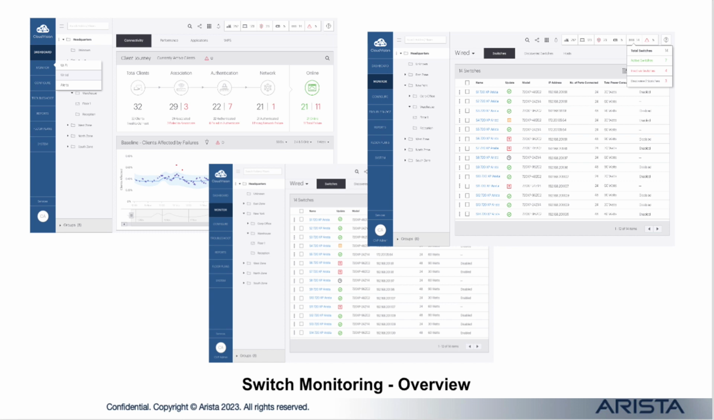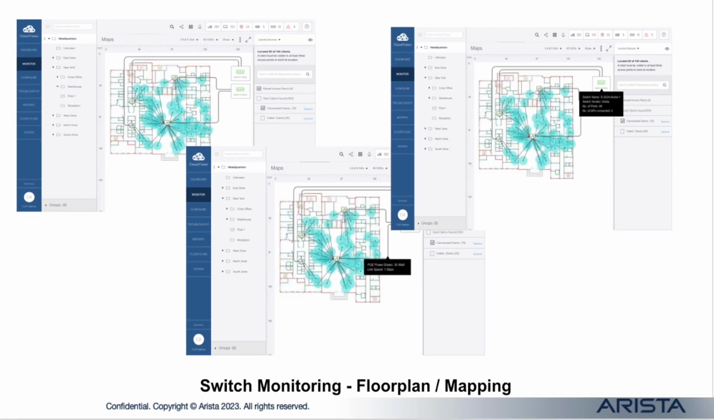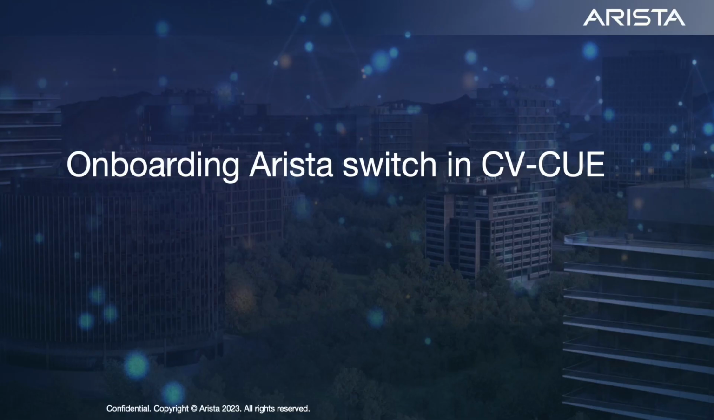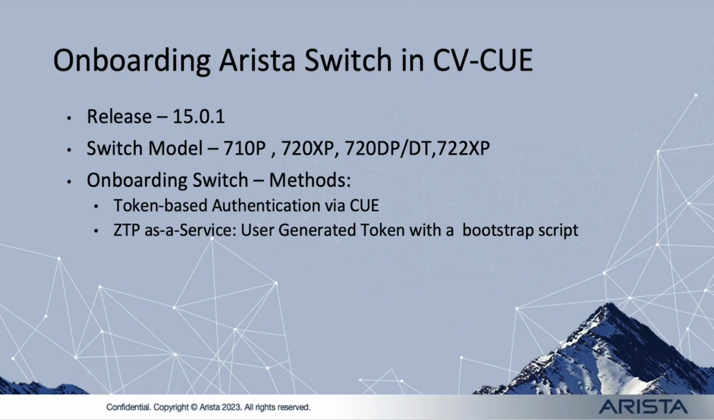A unified wired and wireless infrastructure brings numerous benefits and addresses the evolving needs of modern business. Cognitive Unified Edge gives a single pane of glass to monitor Wi-Fi access points and switches to which these APs are directly connected. In the latest 15.01 release, exciting new features await CVQ users. You can now seamlessly onboard switches such as Arista 710p, 720xp, 720dp, DT, and 722xp to CVQ, managing switch-related settings conveniently through the user interface.